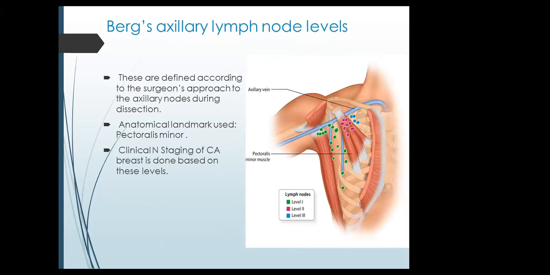Axillary lymph node levels are defined according to the surgeon's approach to the axillary nodes during dissection. The anatomical landmark used is the pectoralis minor. Clinical and nodal staging of carcinoma of the breast is done based on these levels: level one, level two, on the pectoral muscle, and level three.